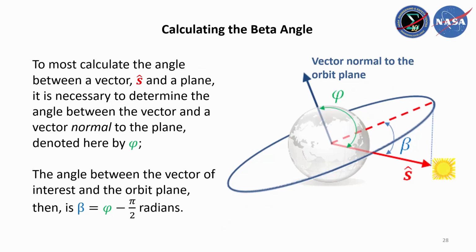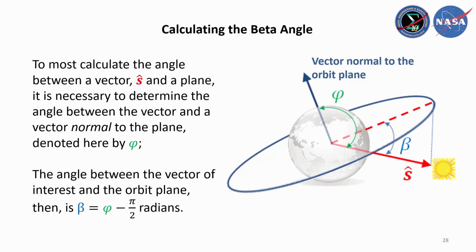With unit vectors S and O derived with respect to the celestial inertial coordinate system, we can easily determine the angle between them. But since we are calculating the angle between the solar vector and a vector normal to the orbit, we'll need to subtract an angle of pi over 2 radians, or 90 degrees, from the result to obtain the angle between the solar vector and the orbit plane, which we will call the beta angle.